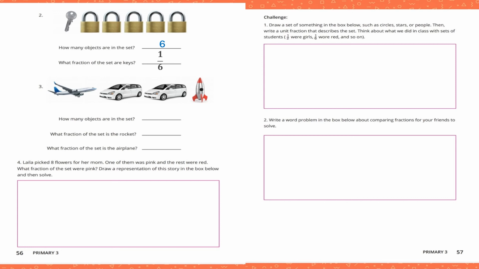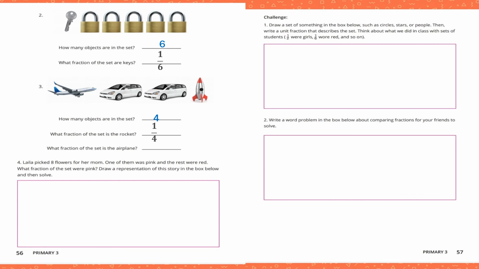Question number 3. How many objects are in this set? 1, 2, 3, 4. 4 objects. What's the fraction of the set that is the rocket? How many rockets here? This red one. One rocket. One rocket out of what? 4 objects. So it's 1 over 4 or a fourth.